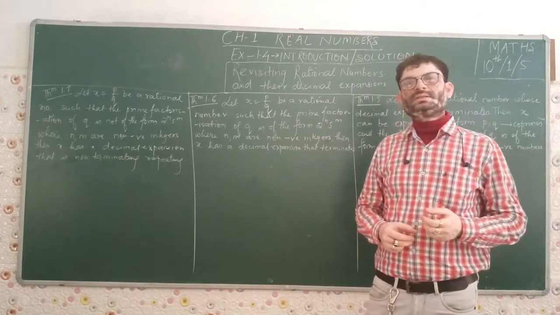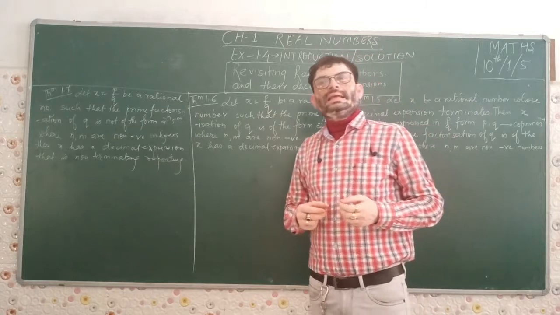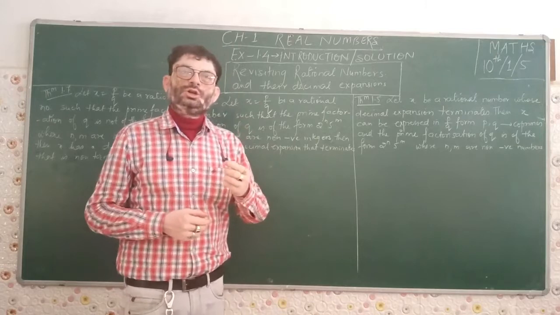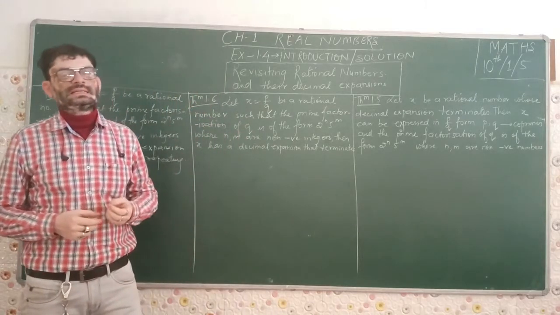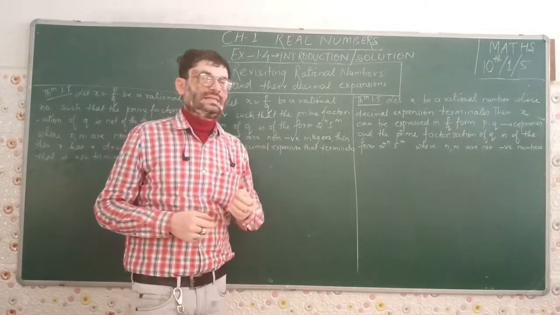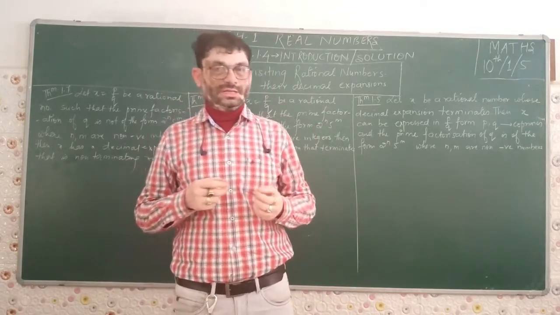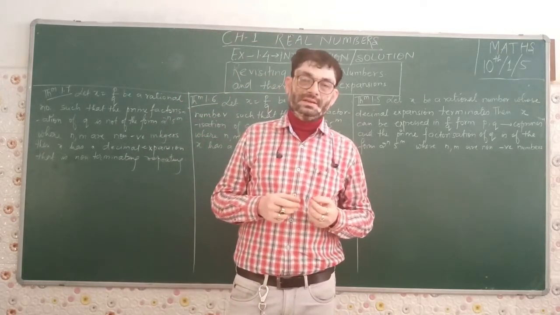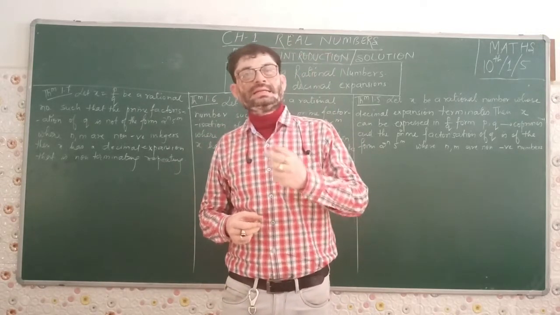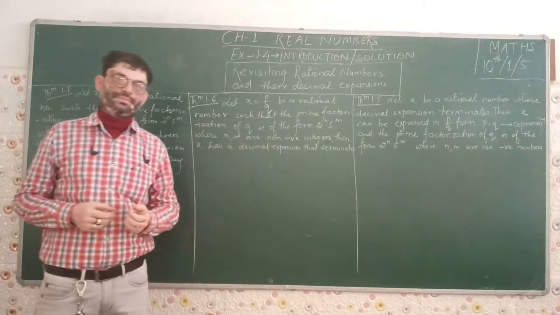If the decimal expansion does not terminate, then there is a repetition of digits, single digit, 2 digits, 3 digits, or more than 3 digits in the decimal expansion of that number, then such numbers are also considered to be rational numbers. That means non-terminating yet repeating. The repetition should be in a pattern. Non-terminating and repeating decimal expansions are also considered to be rational numbers.